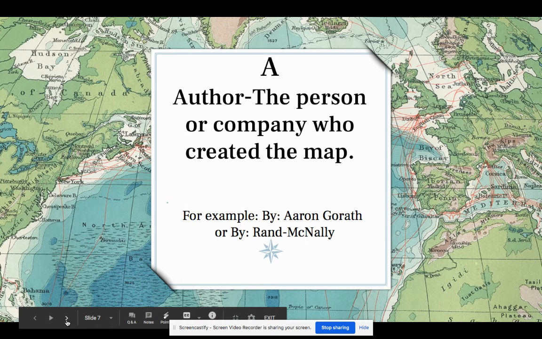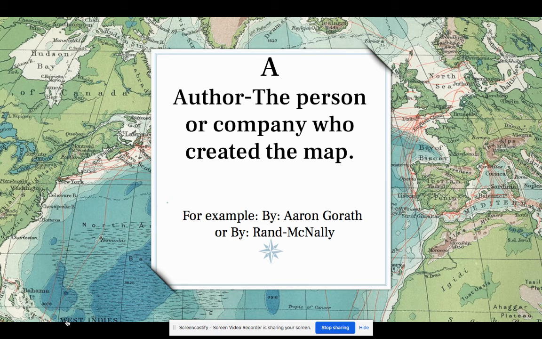The author. The author is the person or the company who created the map. So, for example, here at the bottom, I say map created by Aaron Gorath or map by Rand McNally. Sometimes there'll be an internet site. Whatever the case is, if you're using that map yourself or if you're making that map, then you still need to have an author down there signifying or telling who created it.